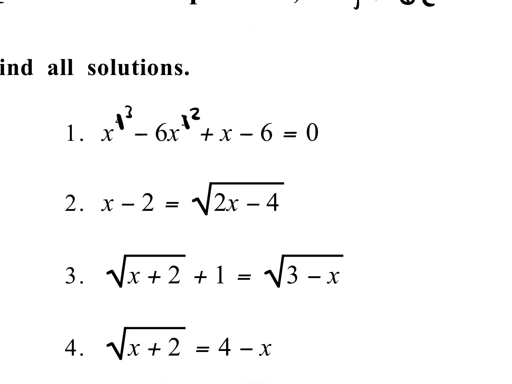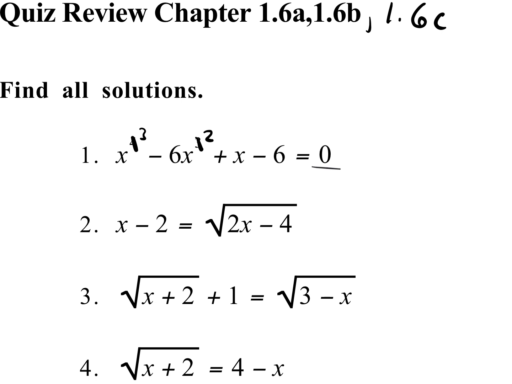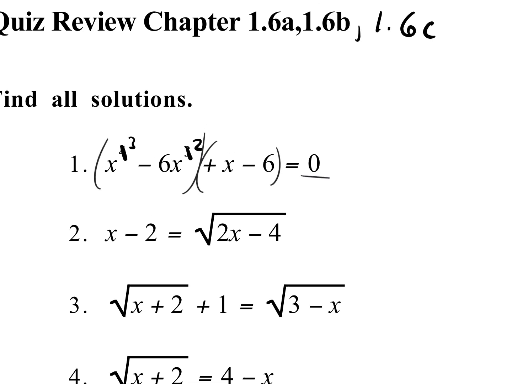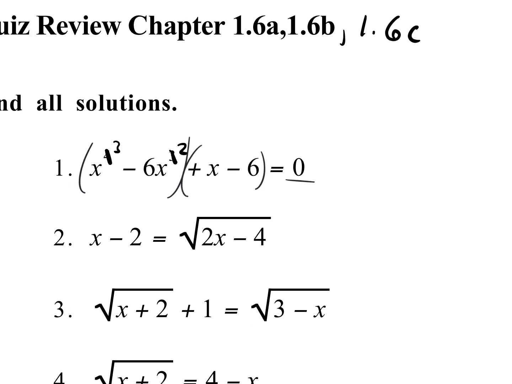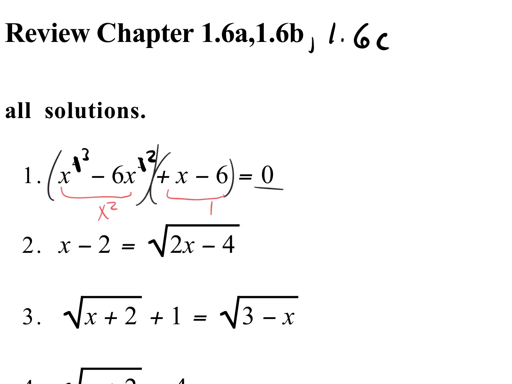Okay, so looking at this first one, this is a polynomial equation. First thing we want is for it to be set equal to 0, which it is. After it's set equal to 0, what do you want to do? Yeah, if you have 4 terms, you want to group. Factor by grouping. Pull out a GCF from the first group. From here is going to be an x squared, and from here is going to be a 1. So we get an x squared plus 1, and then you're left with an x minus 6 equals 0.